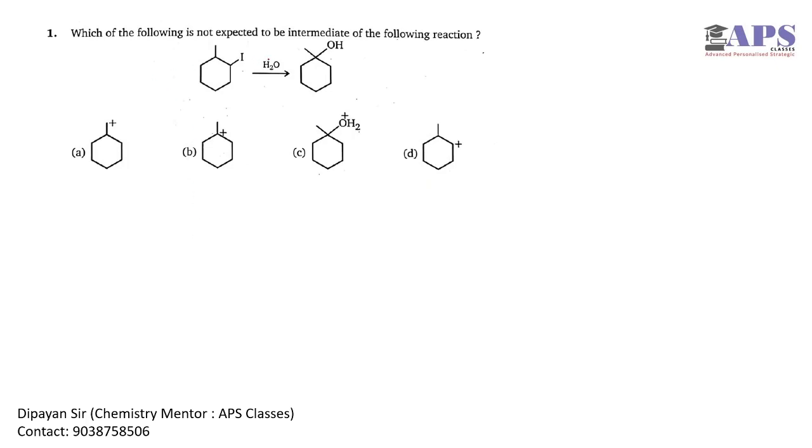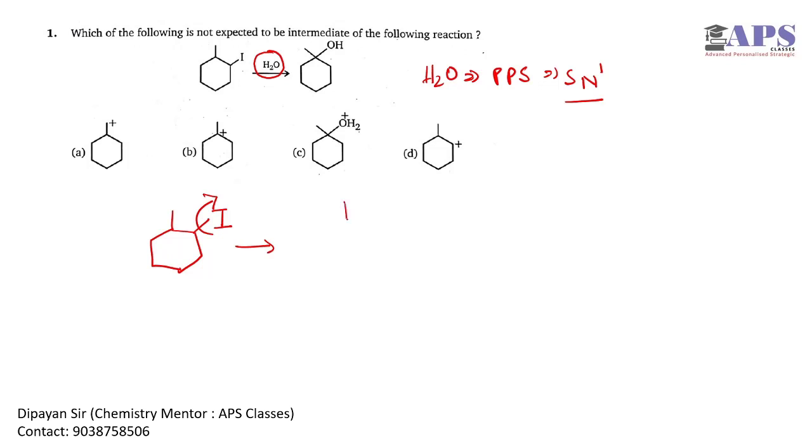As we can see, water is given as solvent. As water is a polar protic solvent, it is going to be an SN1 reaction, as we know that polar protic solvent will facilitate the SN1 reaction. So if we start with the starting material, iodide is a leaving group, and in step 1 this iodide would be eliminated.